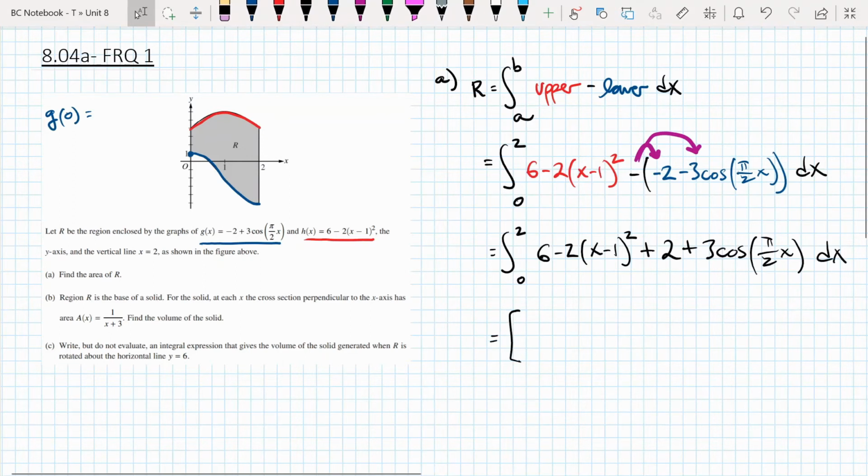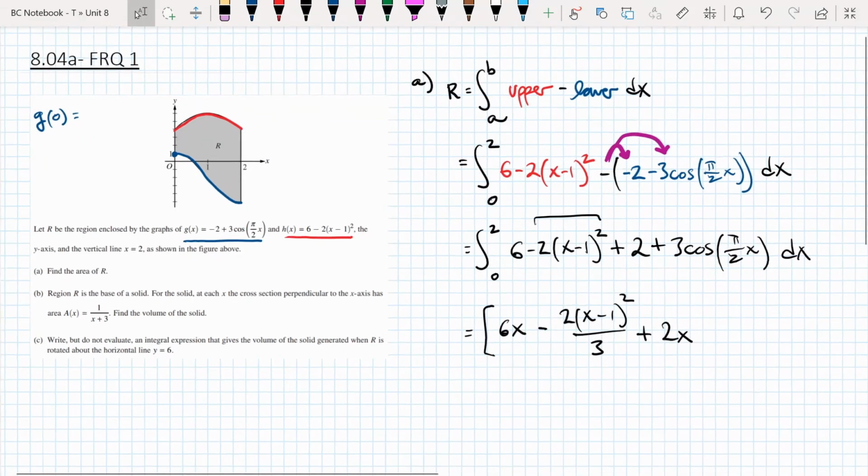Then we're going to plug in the upper bound, subtract what we get when we plug in the lower bound. Integral of 6 is 6x minus the integral of this statement right here. You can think of it as a u substitution question, but the function inside, x minus 1, the derivative of that has a value of 1. So we can kind of just think about it as integrating the outside. So we end up with 2x minus 1 cubed over 3 plus the integral of 2 is just 2x.